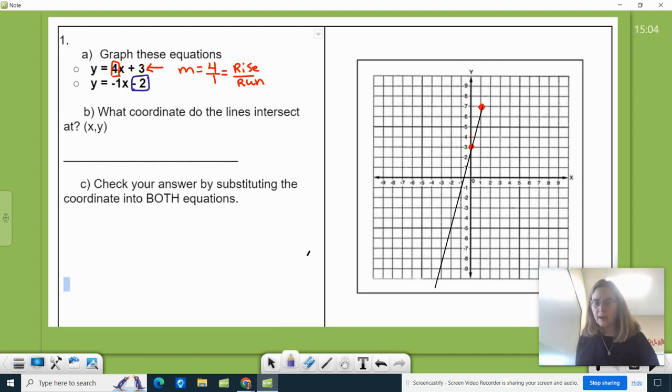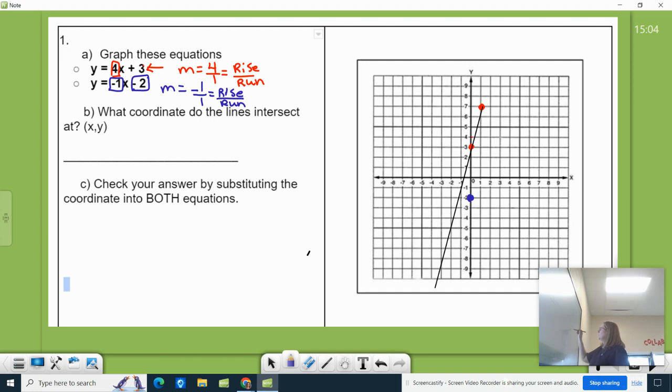Y-intercept, I'm looking at my y-axis. So I go to negative 2. There's my first point. And my slope is negative 1, so negative 1 over 1. So I'm going to rise negative 1 and run 1. A rise of negative 1 is actually when you go down 1, and then you're going to go 1 to the right. All right, so from negative 2, I'm going to go down 1, 1 to the right, down 1, 1 to the right, down 1, 1 to the right, etc.